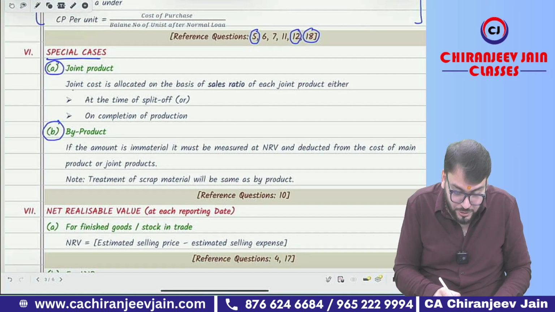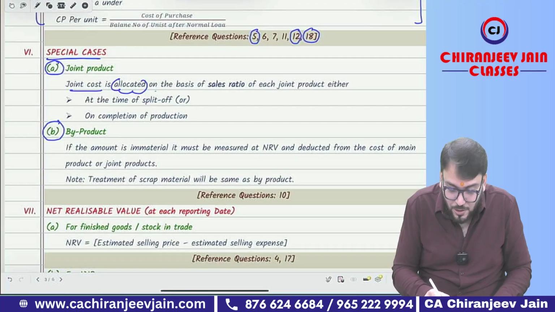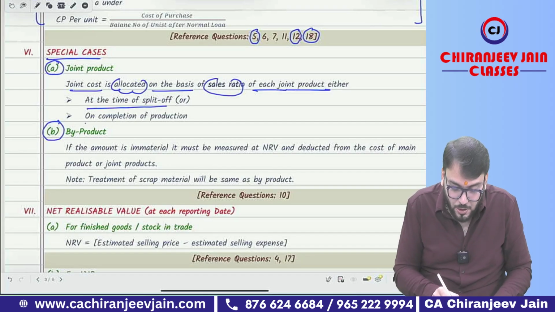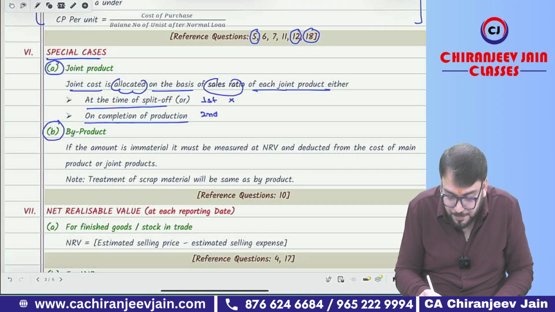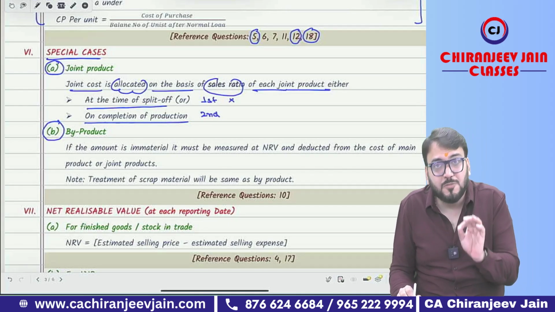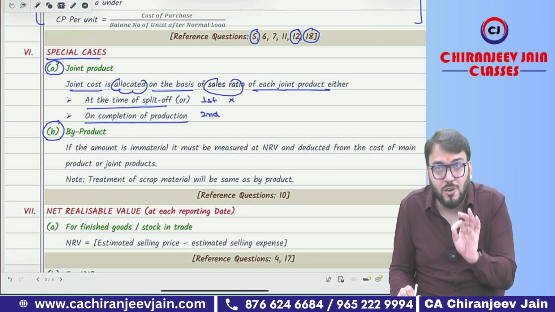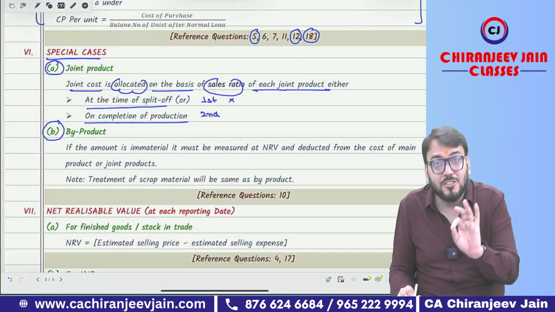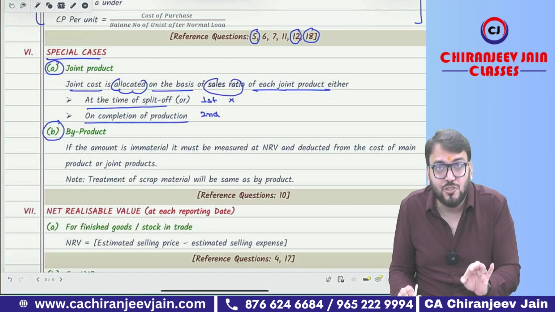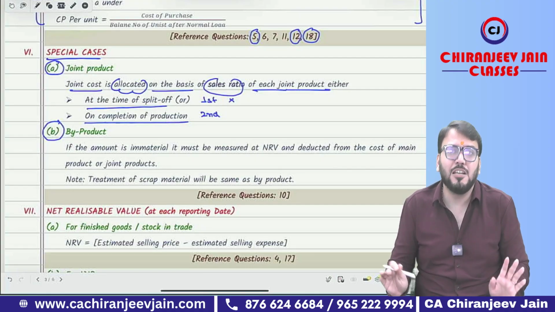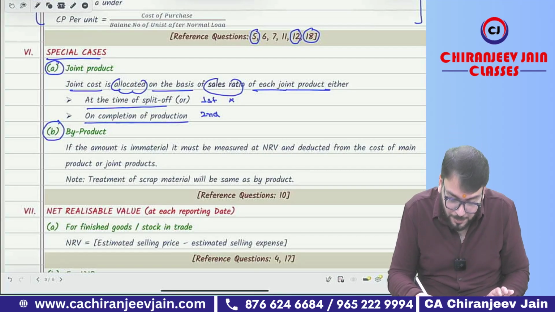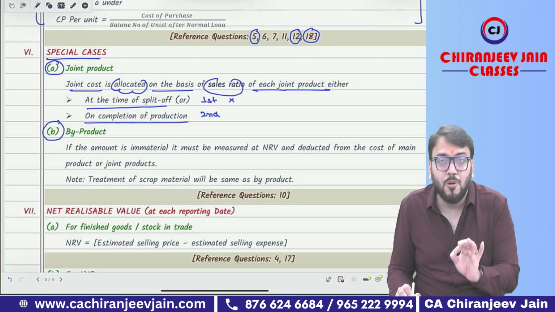Let us read. The joint cost is allocated on the basis of sales ratio of each product either at the time of split off or on completion of production. This will be given first preference. If this is not given in the question, then the second will be the preference from an examination point of view. However, only one will be given, both cannot be given. If both are given, first preference will be given to sales ratio at the point of split off.